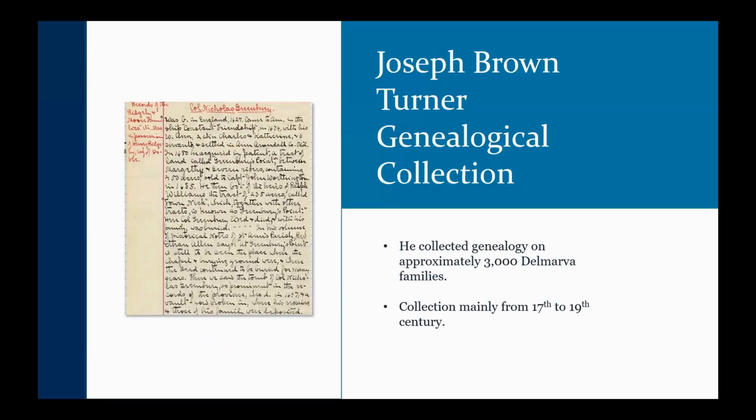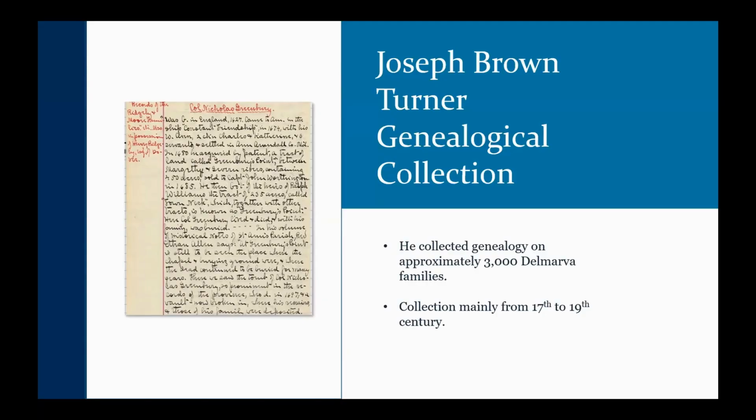Joseph Brown Turner was a Presbyterian minister who lived the first part of the 20th century and collected genealogy on approximately 3,000 Delmarva families, mainly from the 17th to 19th centuries. This is a large collection containing various types of records in the form of notes and correspondence, as you can see demonstrated in the slide.